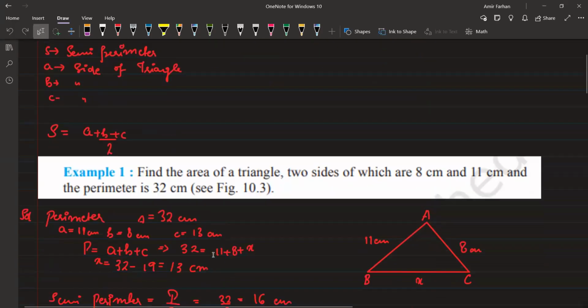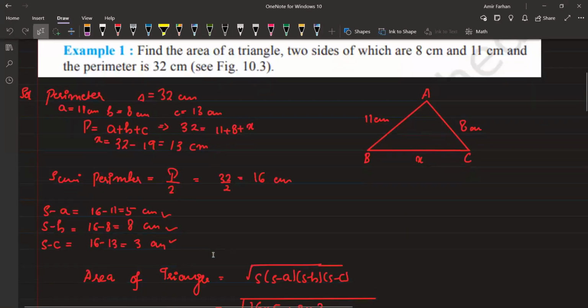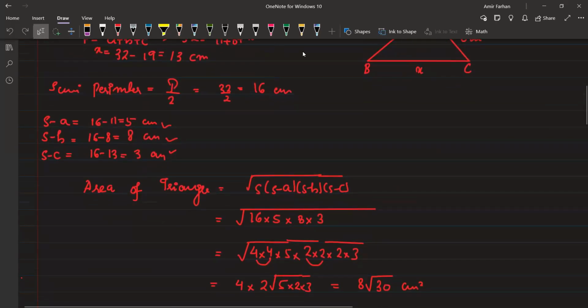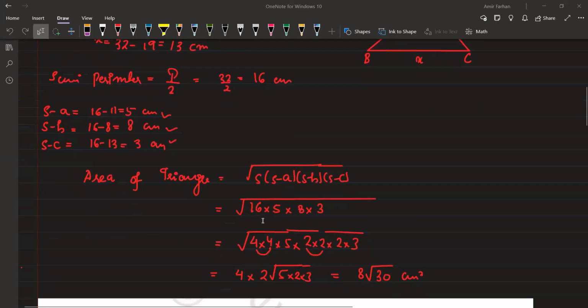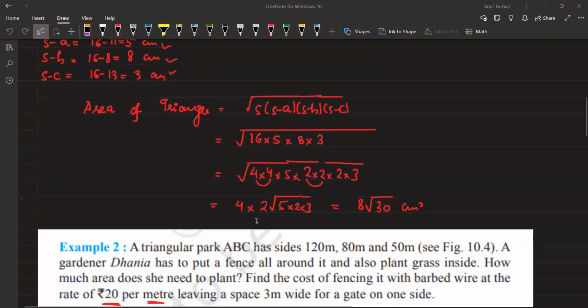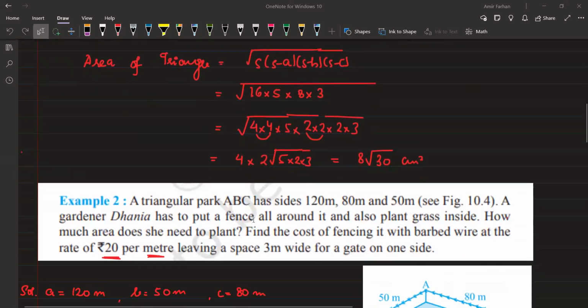Okay, so let's check the answer. That is coming out to be 8 root 30 centimeters square. Those who got the answer, that's very well. Now look at this question, it is from the NCERT. That's a good question as well. Do solve this question.